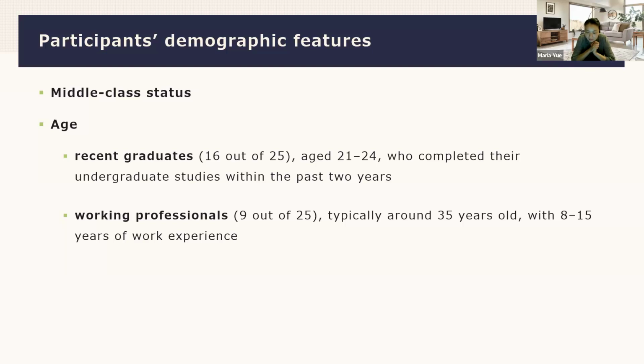There are 16 out of 25, aged 21 to 24, who completed their undergraduate studies within the past 2 years. And another group is working professionals. We have 9 out of 25, typically around 35 years old with 8 to 15 years of working experience. So we may find the two groups of participants are just at different life stages, navigating international students' mobility within distinct social and professional contexts that influence their motivations and capacity to act.